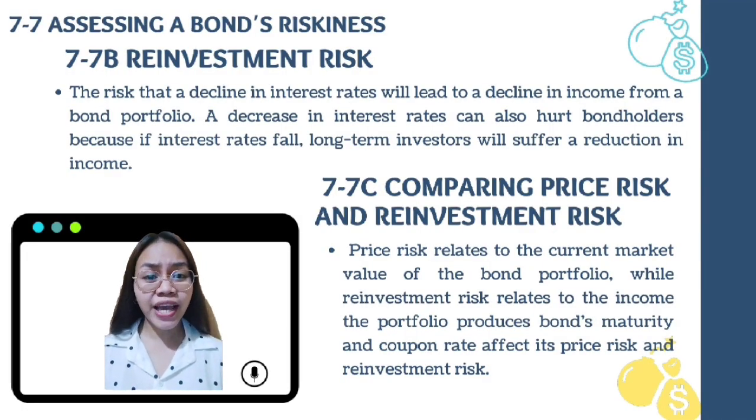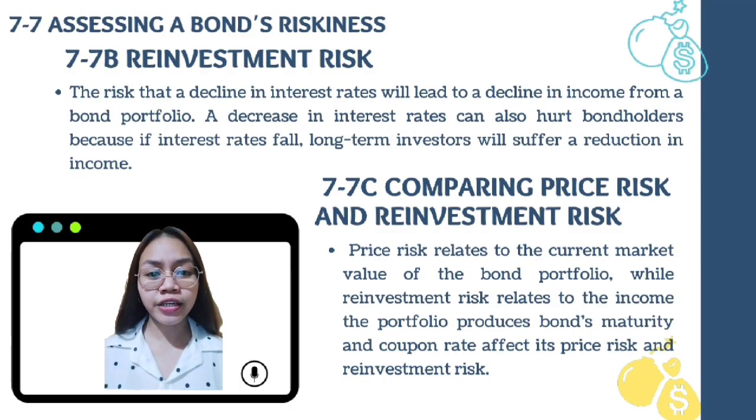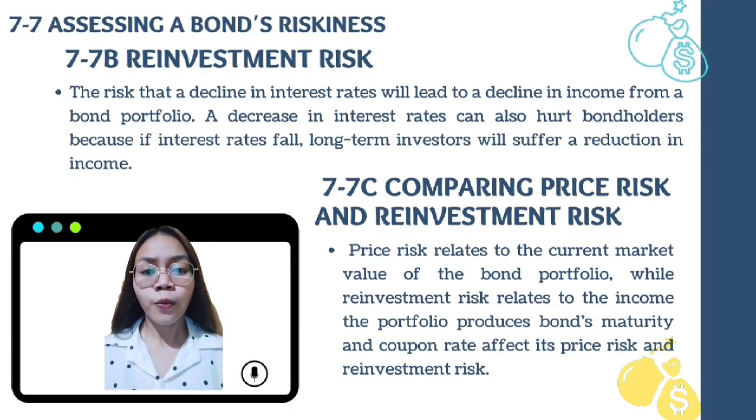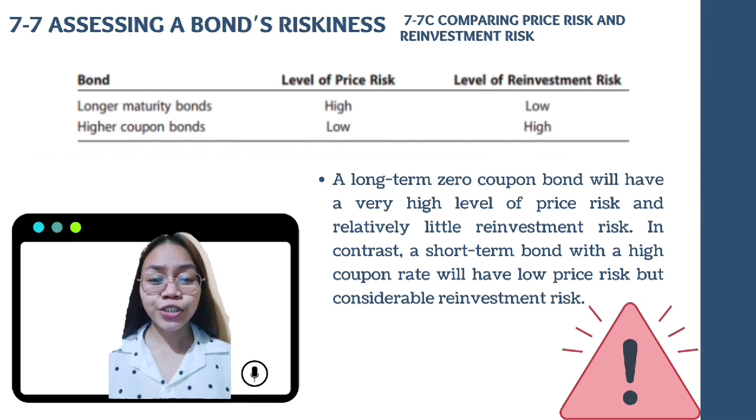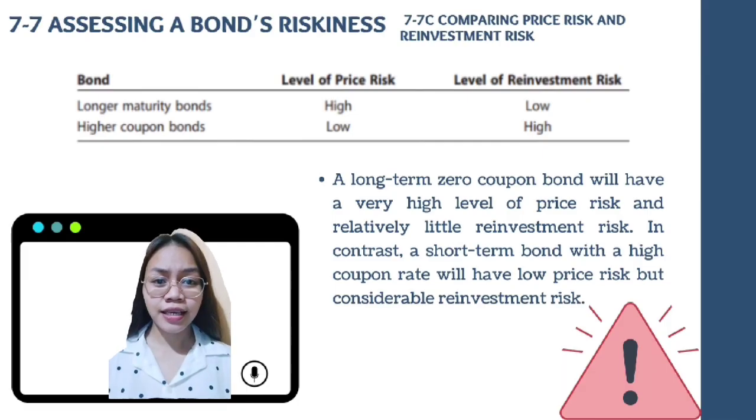So, comparing price risk and reinvestment risk. Price risk relates to the current market value of the bond portfolio, while reinvestment risk relates to the income the portfolio produces. Bond maturity and coupon rate affect its price risk and reinvestment risk. The longer maturity bond is high in price risk, while it is low in reinvestment risk, while a higher coupon bond is low in price risk and high in reinvestment risk.